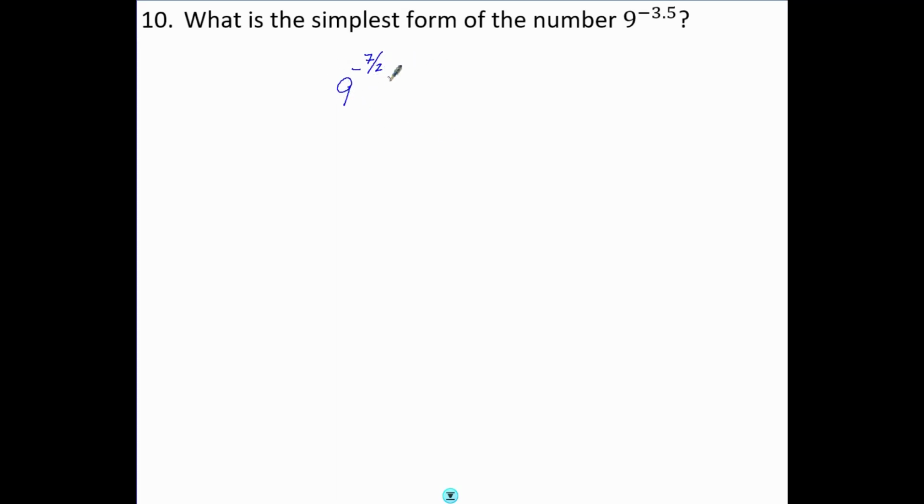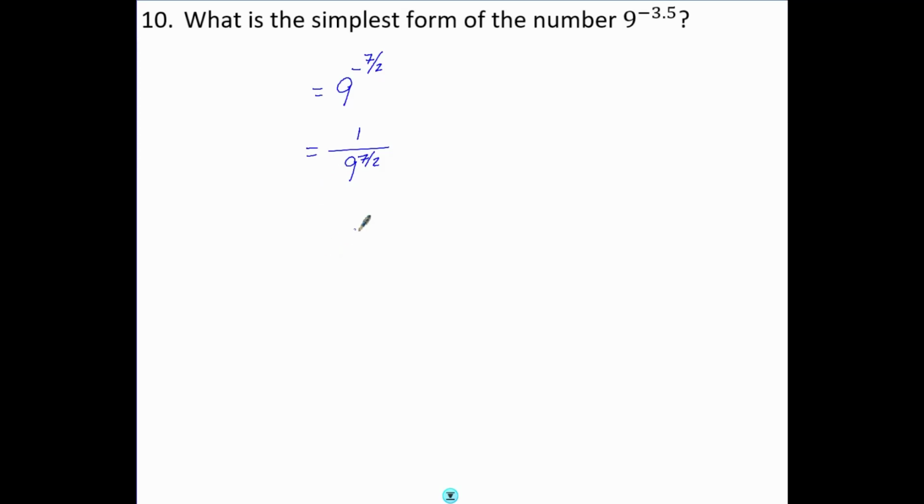So now that we know this is negative 3.5, all right, perfect. Well, this negative part, all that means is the reciprocal. So we started here at 9 to the negative 7 halves. First let's handle this negative. So it's going to be the reciprocal: 1 over 9 to the positive 7 halves. So we just needed to make that negative a positive, and in order to do that, we write it using the reciprocal.